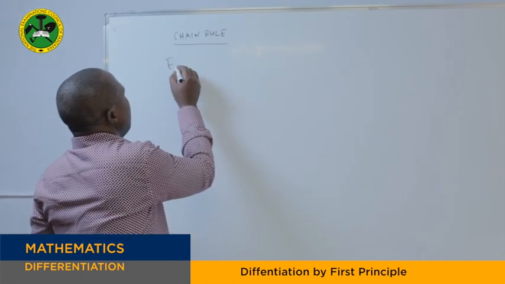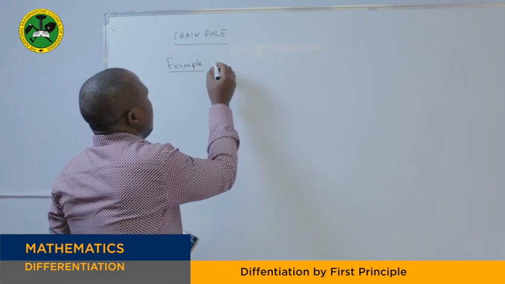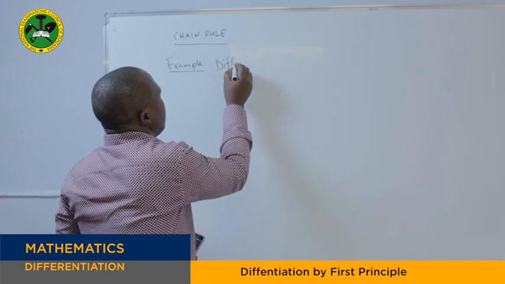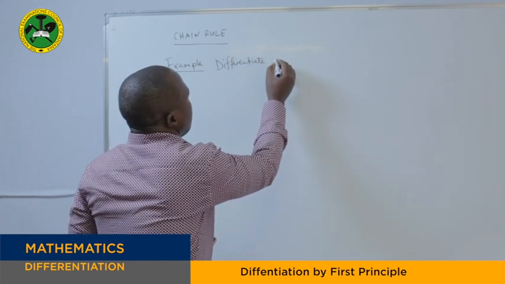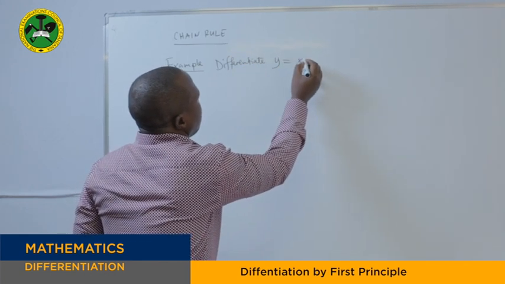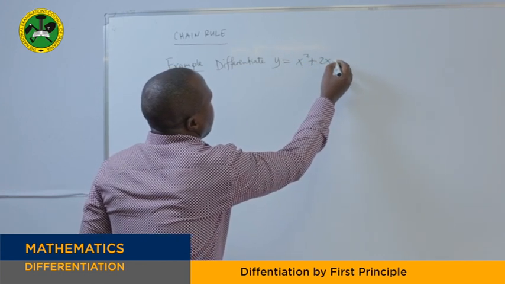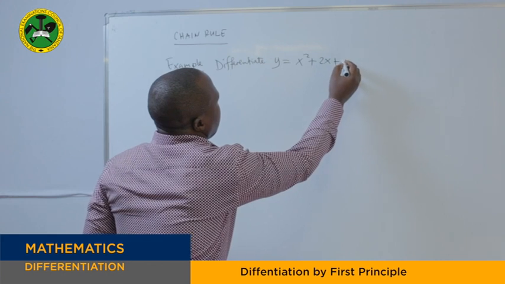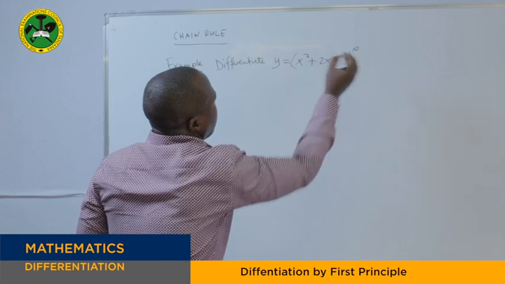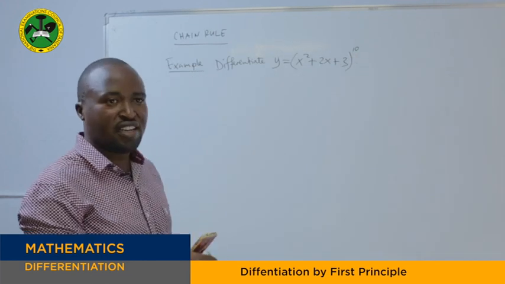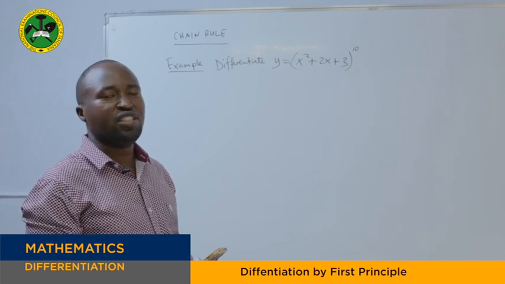Say, example: differentiate y is equal to (x squared plus 2x plus 3) raised to 10. Now here we have an example in which we are going to apply the technique we call chain rule.